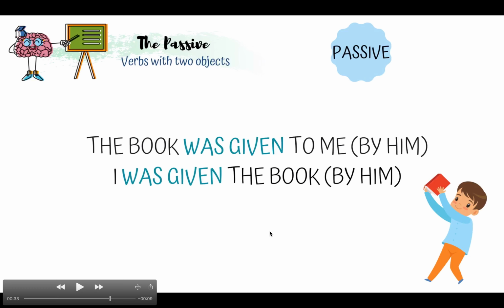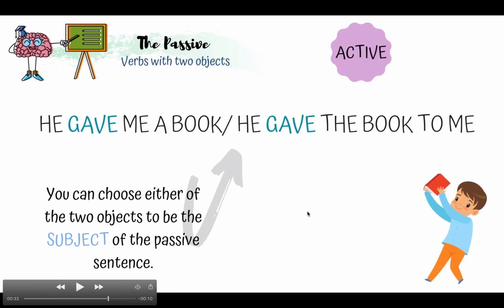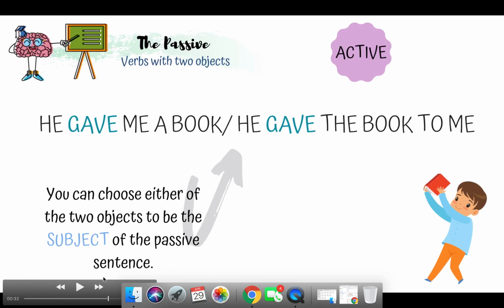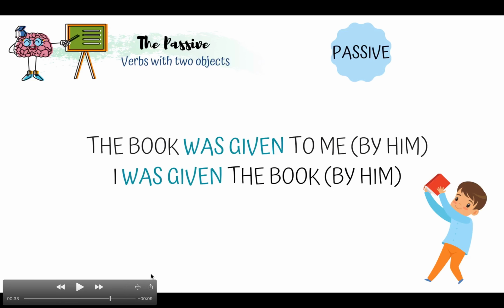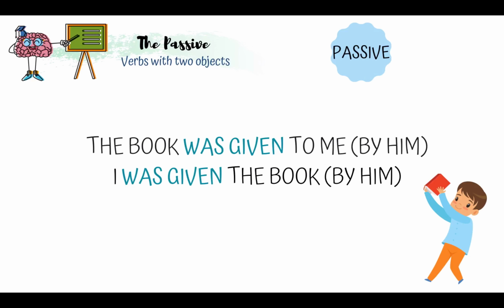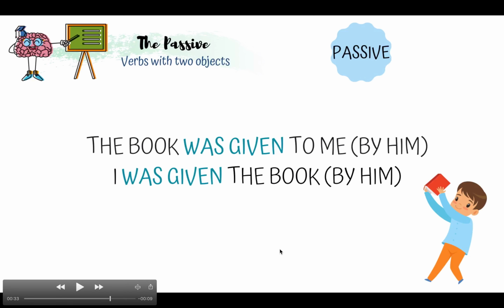Or we can decide that in our previous sentence, me can now be the subject. So we then turn it into I. So I was given the book by him. Okay, so both of these are perfectly correct. Either one is an acceptable passive sentence.